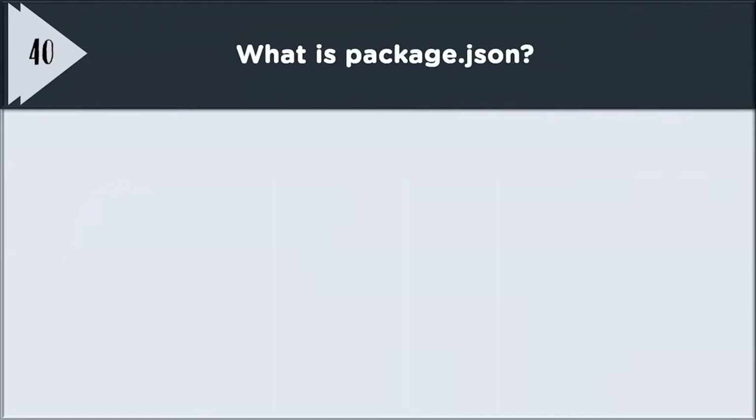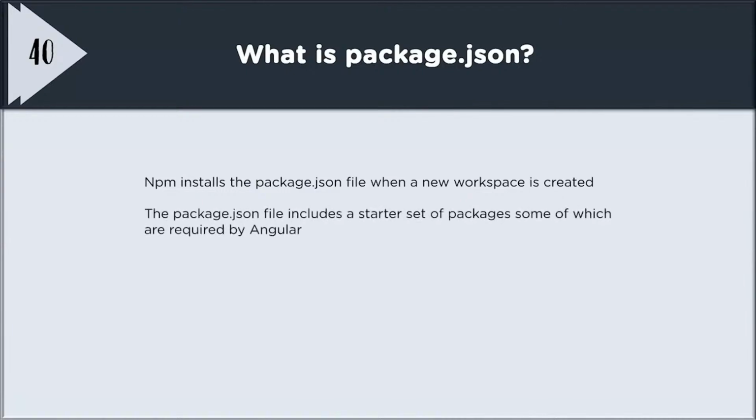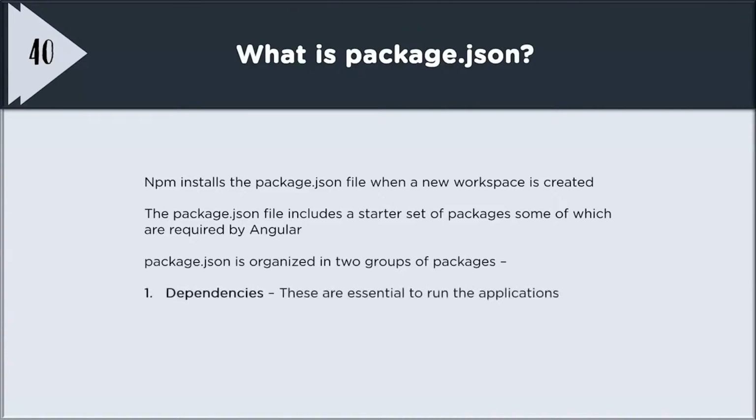Next question is, what is package.json? Now, npm installs package.json when a new workspace is created. This file includes a starter set of packages, some of which are required by Angular. Typically it's organized into 2 groups. One is dependencies. These are essential to run your applications. And we have dev dependencies. These are essential to develop applications.